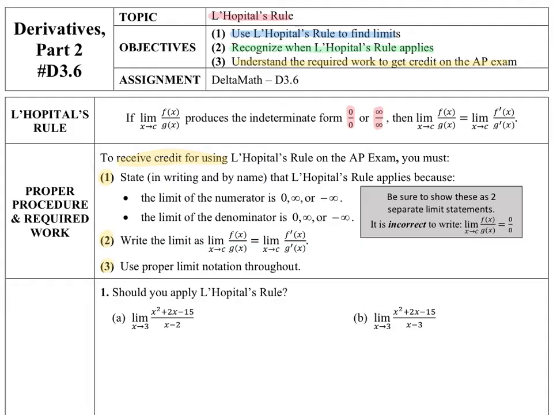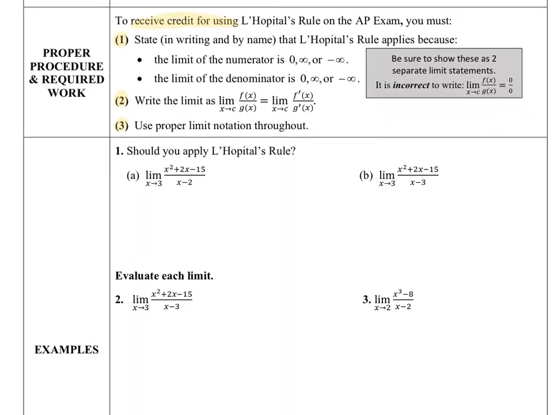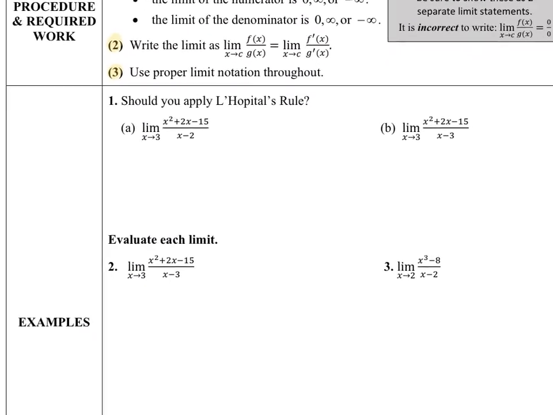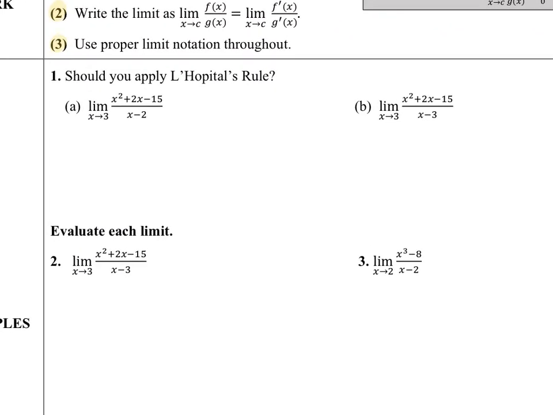The first thing that we're going to look at is how do you know when you're allowed to apply L'Hopital's rule, because you can't just apply it all the time. And that's what this first question is asking me. Should you apply L'Hopital's rule in question number 1? It is incorrect just to say equals 0 over 0. So what you want to show is the limit as x approaches 3 of the numerator and of the denominator as 2 separate limit statements.